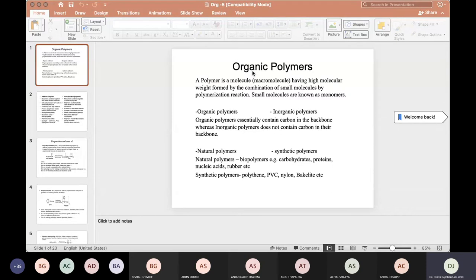Explosive has only this much, it is not a big chapter. If you didn't understand anything, we will discuss next time. Now let's start the another topic that is organic polymers. Now in this organic polymers, polymers this is also not new. You have already studied polymers before.